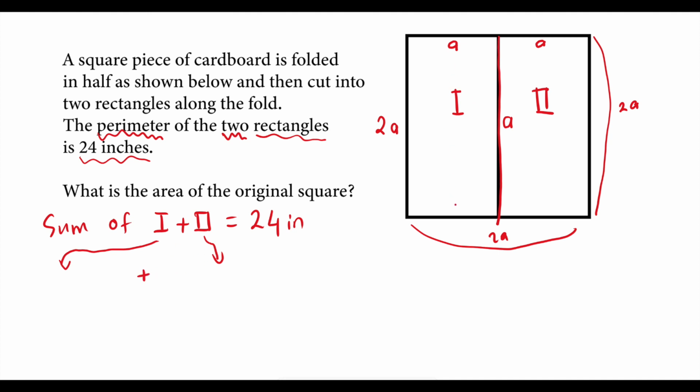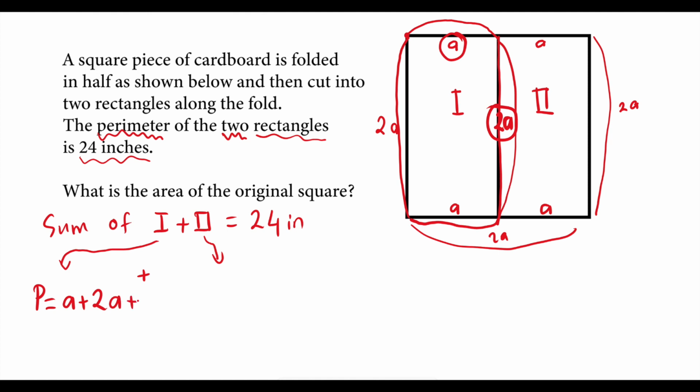For the perimeter of this rectangle, this side is A, and this side is also A. If I start from this corner, I must add this length, which is 2A, not A, and then this side and this side, so I complete one cycle around the shape. That's the perimeter. So I need to add the side lengths. The perimeter of the first rectangle is A plus 2A plus A again plus 2A again. If we add those together, it's like one apple plus 2 apples, another apple, another apple. In total we have 6 apples, 6A. So this is the perimeter of the first rectangle.